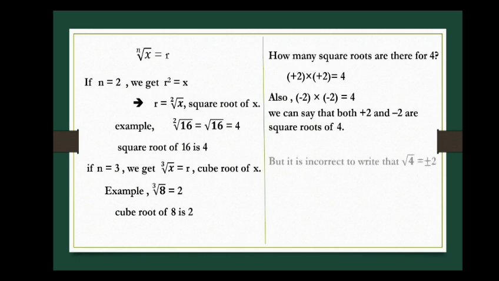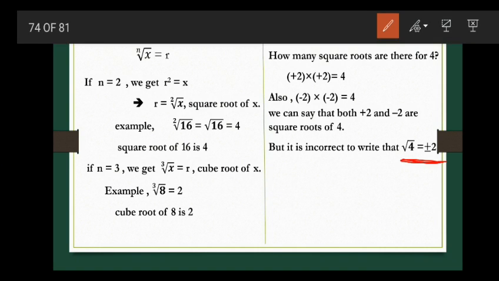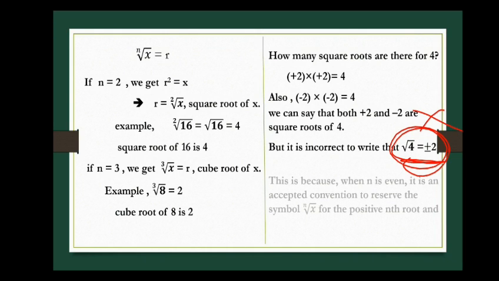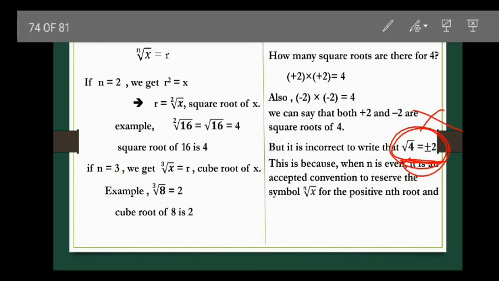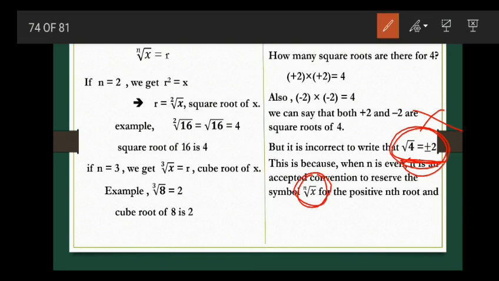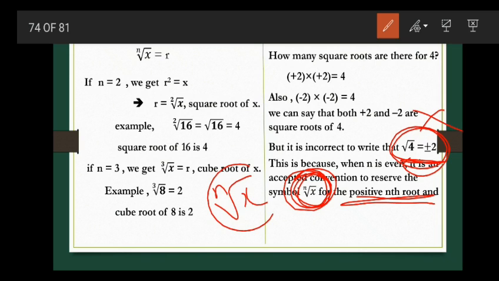But it is incorrect to represent root 4 is equal to plus or minus 2. Why? Because it is an accepted convention that this symbol, the nth root of x, is for the positive nth root. It is a rule that if you have written root n of x, this is the positive nth root. So you have written here the positive square root of 4, and the positive square root of 4 is 2 only.